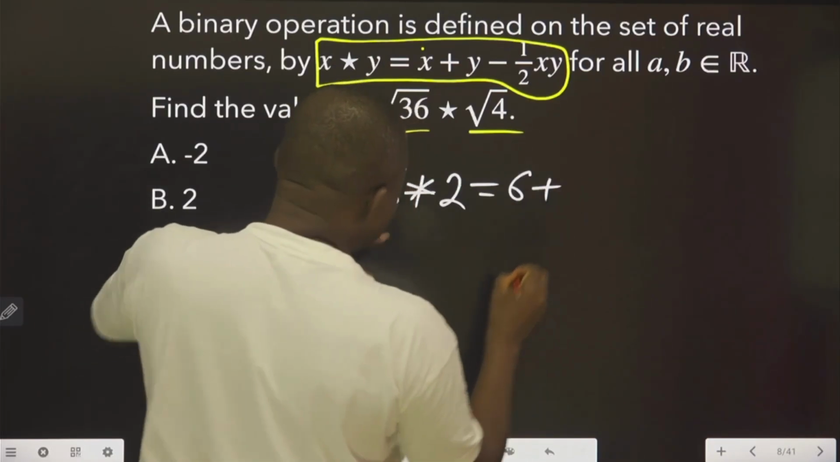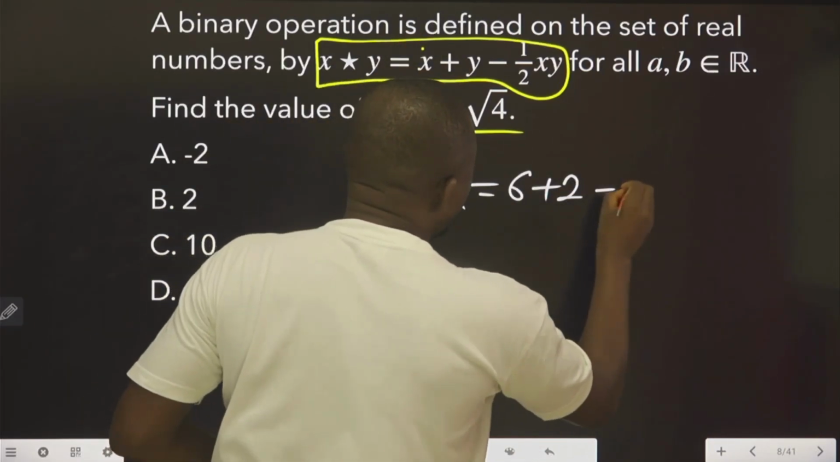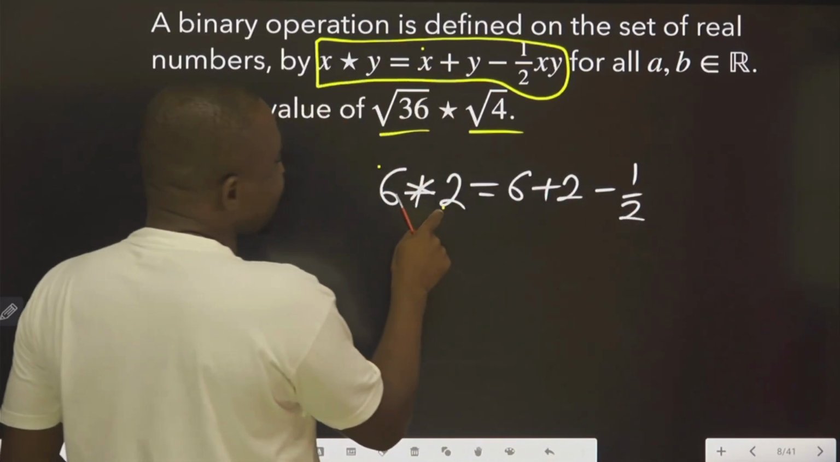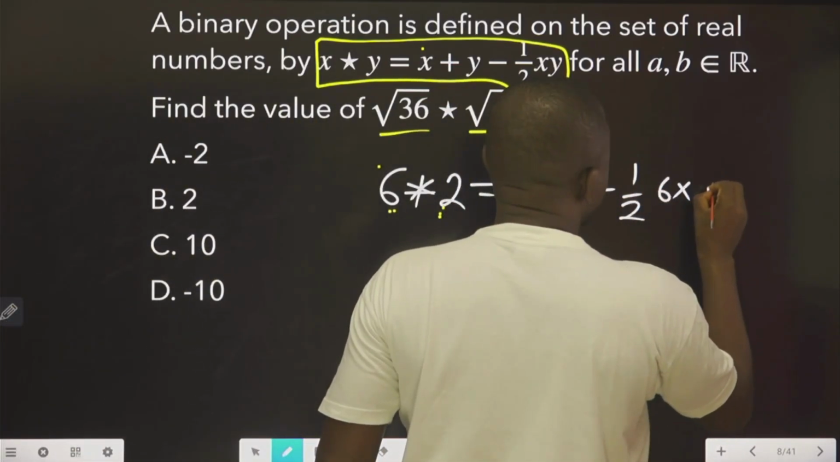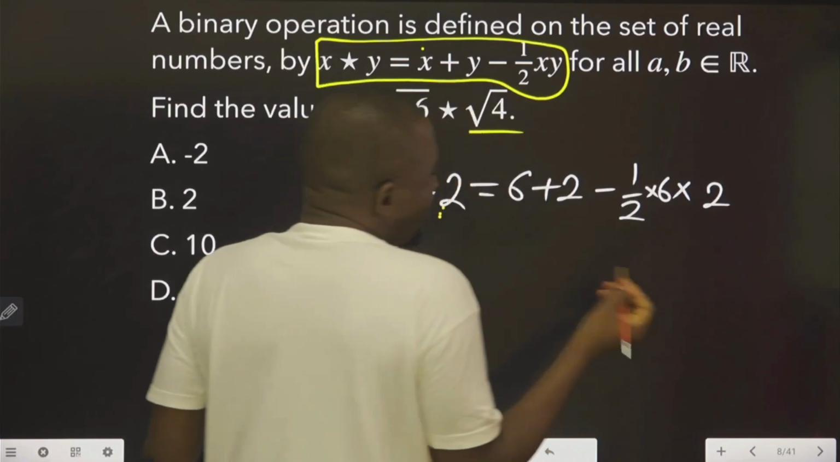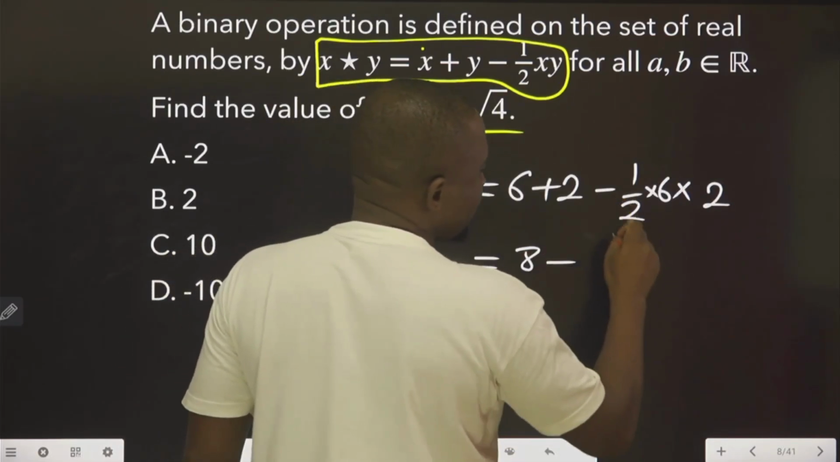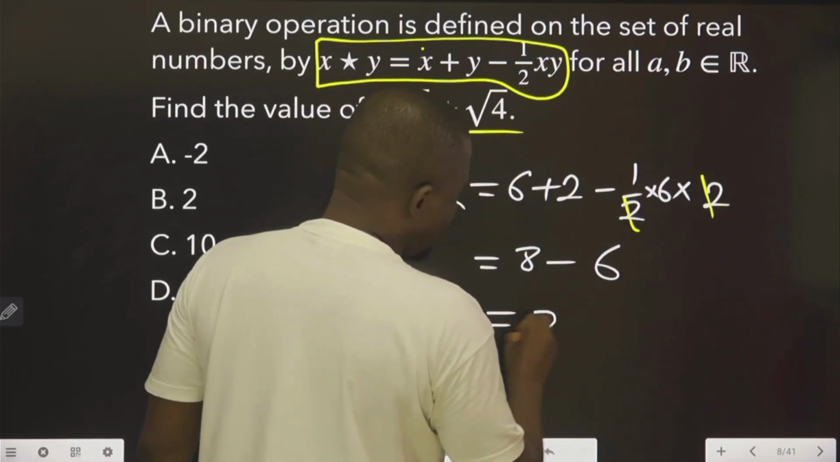We put plus, this is our Y. We put 2 minus 1 over 2 again. S and Y. That is 6 multiplied by 2. That is all. This is 8 minus 6, 2.